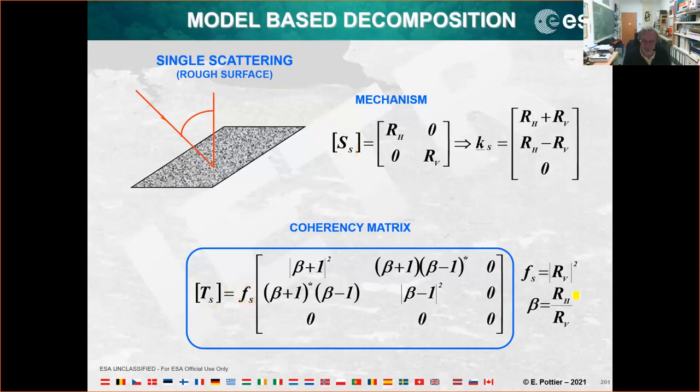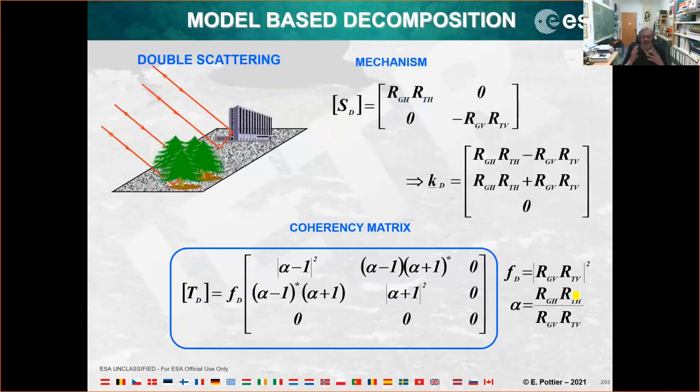Okay. Now we continue with the double bounce. For the double bounce, we can consider the ideal case of a double bounce between a building and a surface. In such a case, the scattering matrix will be given by this matrix, which corresponds to the product of the horizontal Fresnel coefficients of the ground and of the trunk, or the ground and the building, and the contribution in the vertical polarization of the ground and of the trunk also.